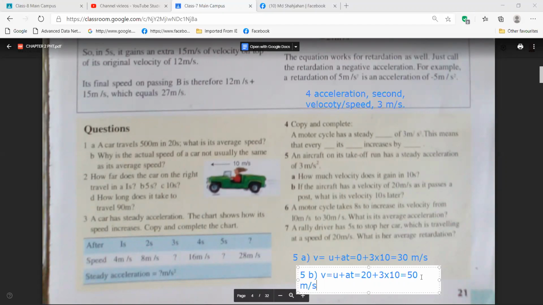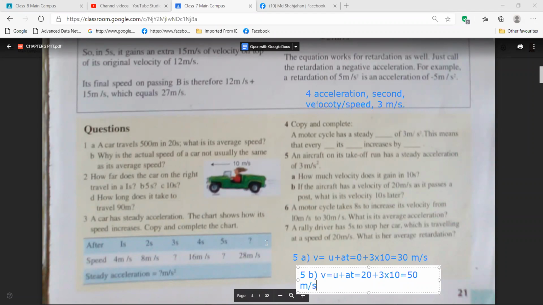Then 5b, in 5b they told us it has velocity 20 meter per second. That means initial velocity is 20 meter per second. Then after 10 seconds, what will be the velocity? So initial velocity is 20, acceleration is already given, 3. Then after 10 seconds, that means 3 multiplied by 10. So it will be 50 meter per second. Is it clear now, Adit?